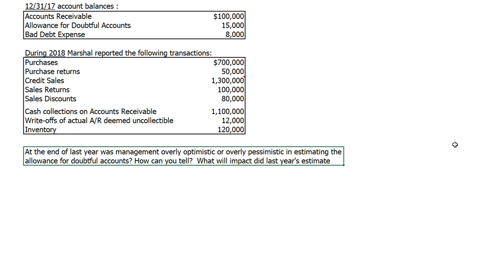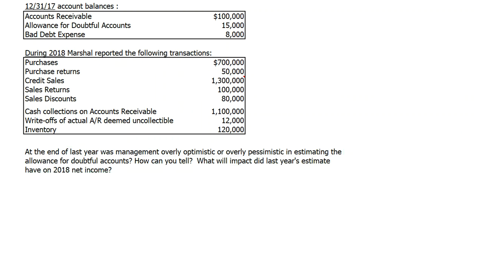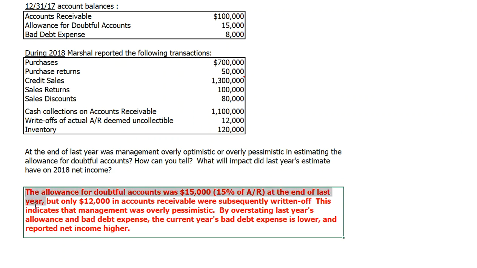Let's consider one final question. At the end of last year, was management overly optimistic or overly pessimistic in estimating the allowance for doubtful accounts? How can we tell, and what impact did last year's estimate have on current year's net income? First, last year's allowance was $15,000 and the accounts receivable balance was $100,000. This means that last year the firm set aside 15% of receivables.